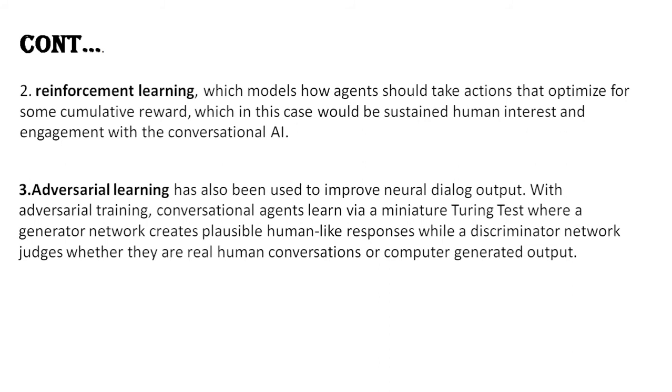Second step is reinforcement learning, which models how agents should take actions that optimize for some cumulative reward, which in this case would be sustained human interest and engagement with the conversational AI. And third step is adversarial learning. It also has been used to improve neural dialogue output. With this training, conversational agents learn through a miniature Turing test where a generator network creates plausible human-like responses while a discriminator network judges whether they are real human conversations or computer-generated output.